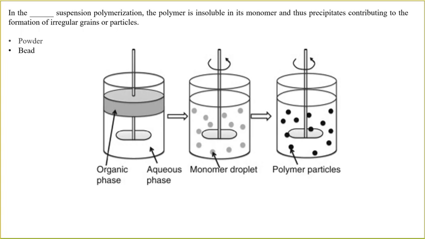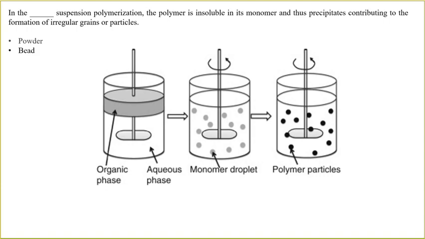In the blank suspension polymerization, the polymer is insoluble in its monomer and thus precipitates, contributing to the formation of irregular grains or particles. We know that suspension polymerization has two types: powder and bead. In bead polymerization, the polymer is soluble in its monomer and forms smooth spherical particles. Hence the name bead, since it is soluble, it forms smooth, bead-shaped particles, not irregular grains.